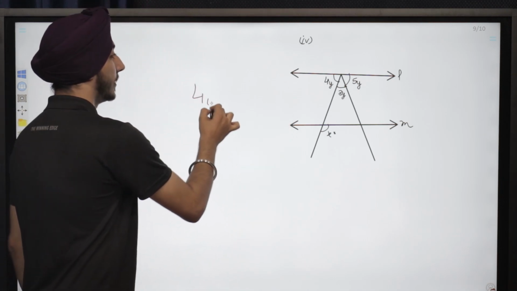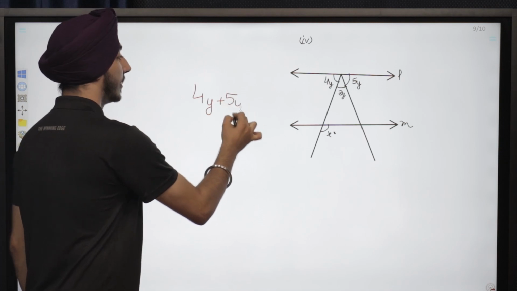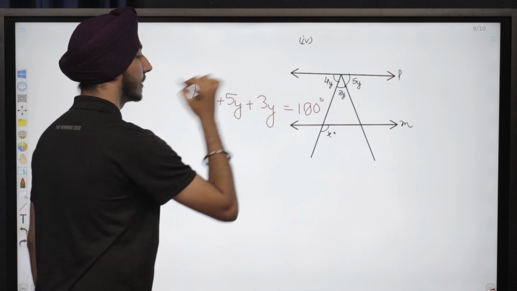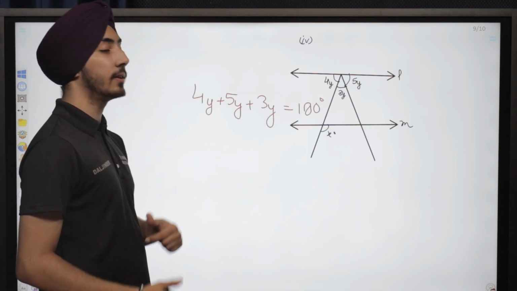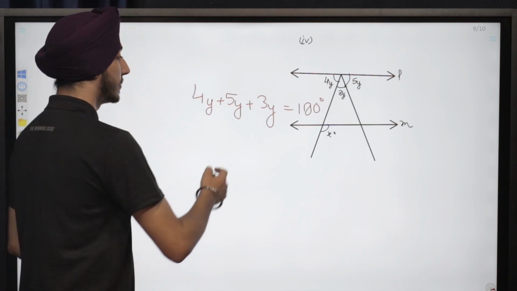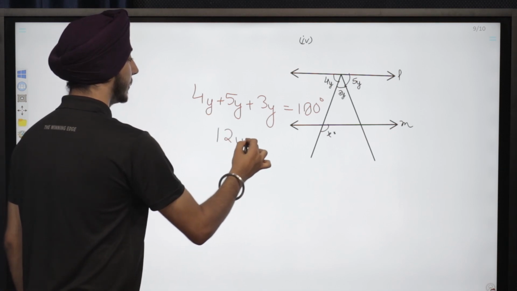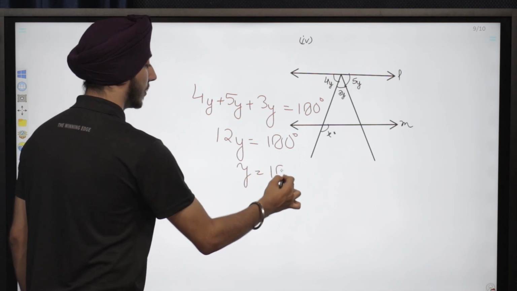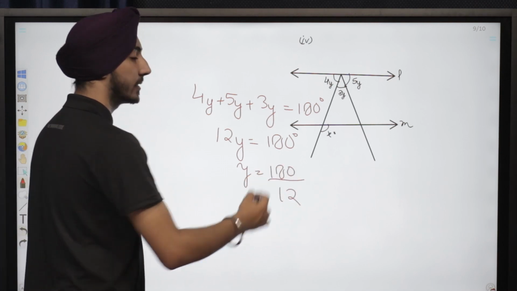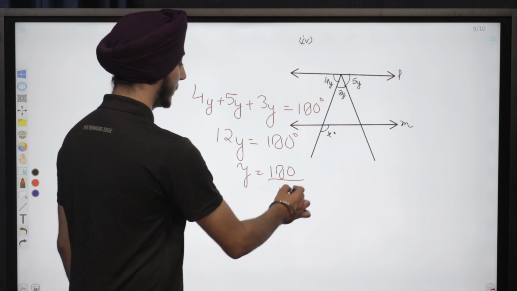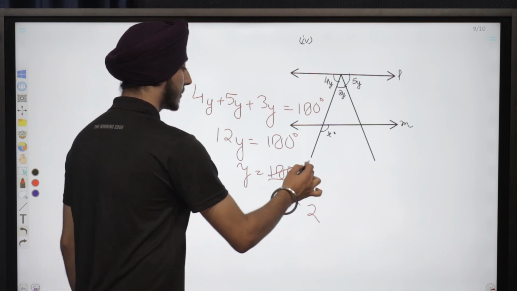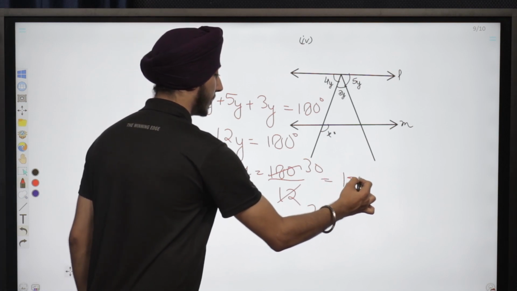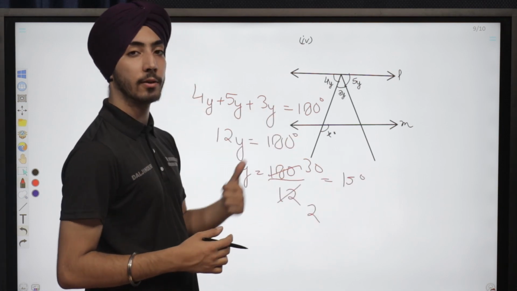So 4y plus 5y plus 3y is equal to 180 degrees, right? 4 and 5 will give you 9, 9 and 3 will give you 12. So 12y equals 180 degrees. y will be 180 upon 12. Let's cut it by the table of 6. 6 2s are 12, 6 3s are 18, 30, and 2 15s are 30. So 15 degrees is the value of y.